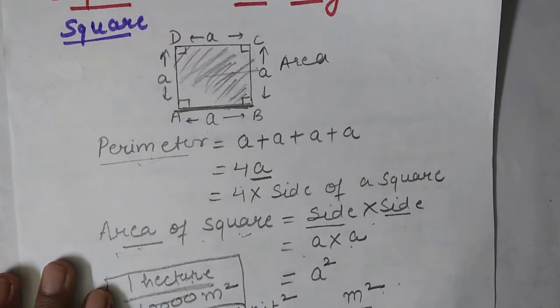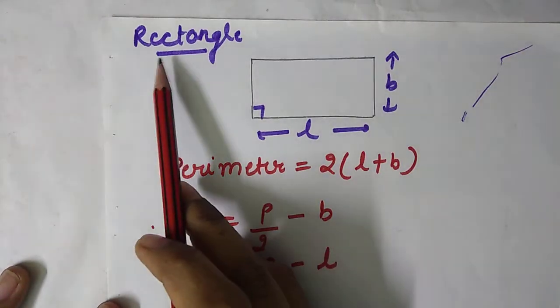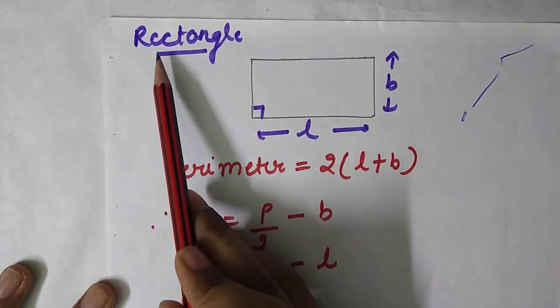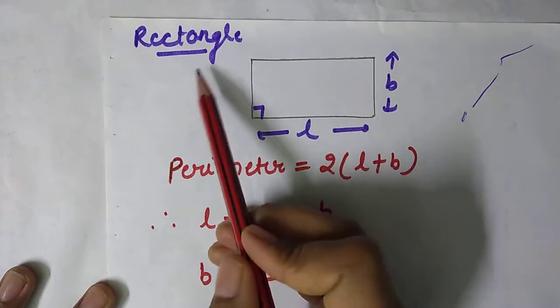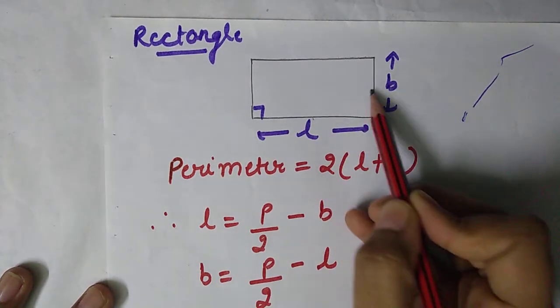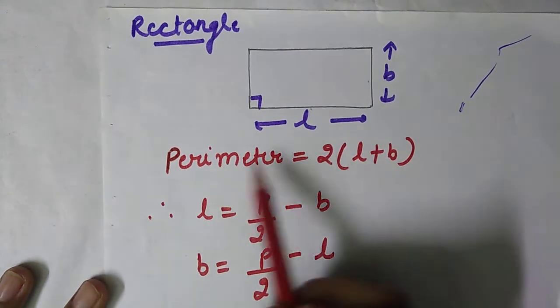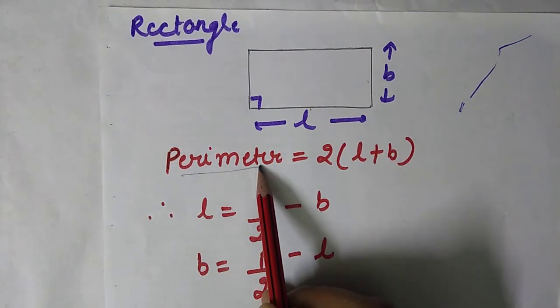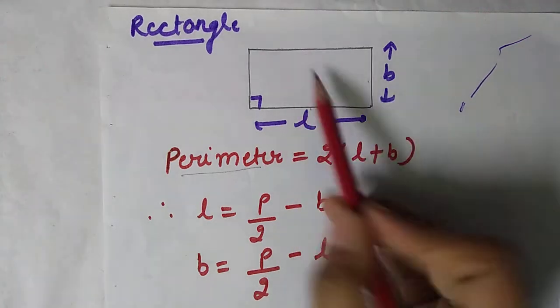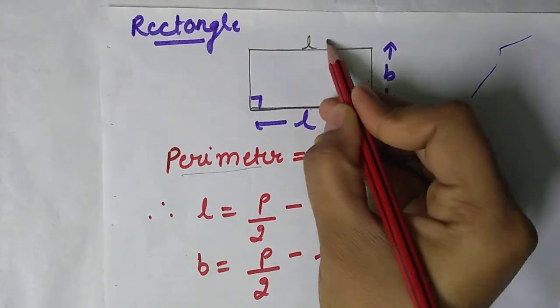Okay, now let us discuss about perimeter and area of rectangle. A rectangle is also a closed plane figure having length and breadth of different measurement. Okay, so perimeter of a rectangle is the sum of its boundary. It has two lengths, this is length and this is also length.